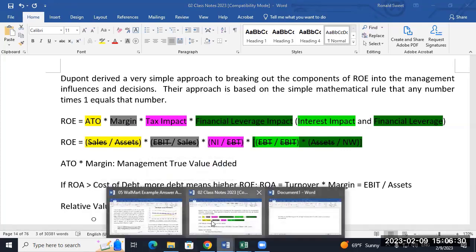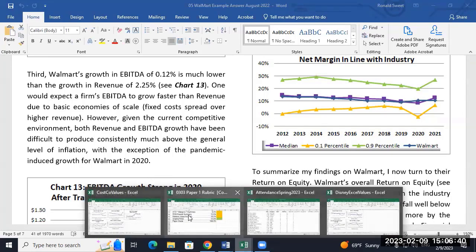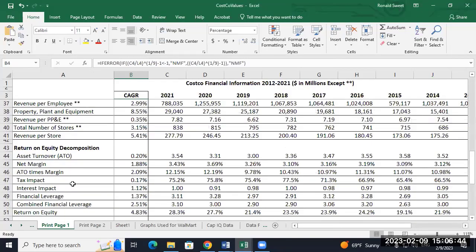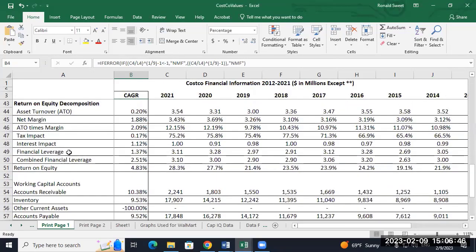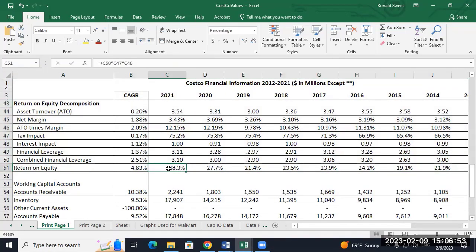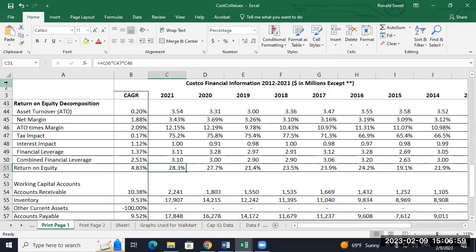I think a lot of students struggle on this because you got to look at all the pieces, and most of your companies are pretty complicated. They're all over the place. So you have to kind of look at it. Something you can do, it's a little tricky, but if you look at print page 1 on line 43, it has that whole formula. And so if you're looking at Costco, their return on equity went from 18% to 28%.